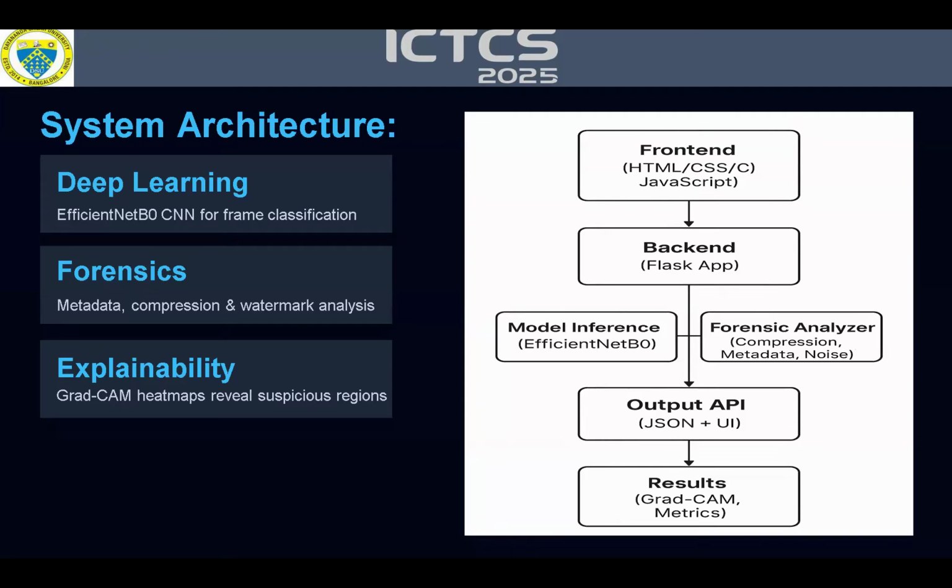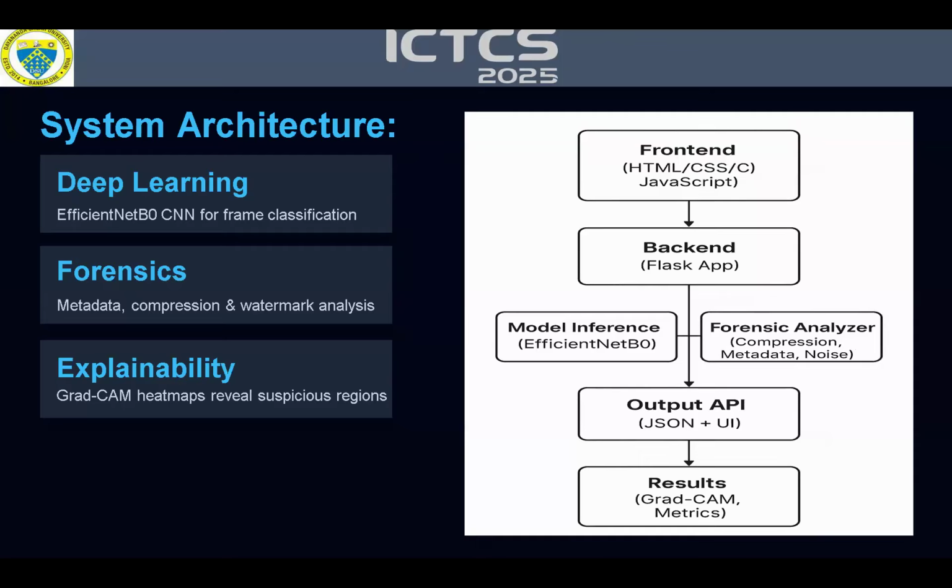Then one output will be generated, that is what we call the deepfake score. Upon the deepfake score, which will be decided, the overall architecture will tell us whether the particular image or the video is a deepfake or not.